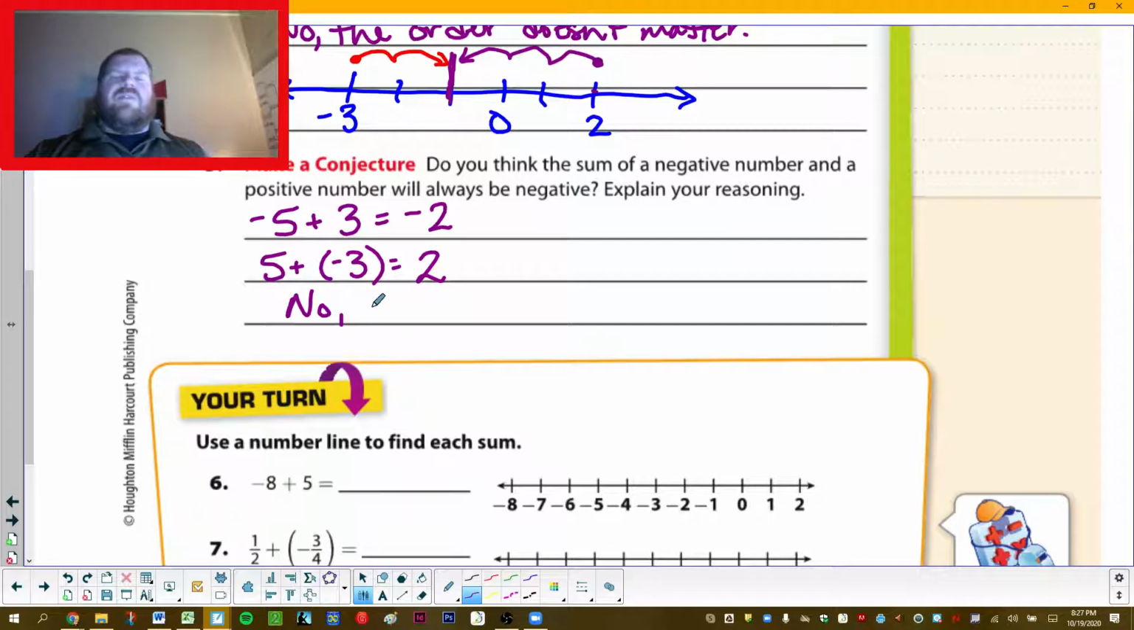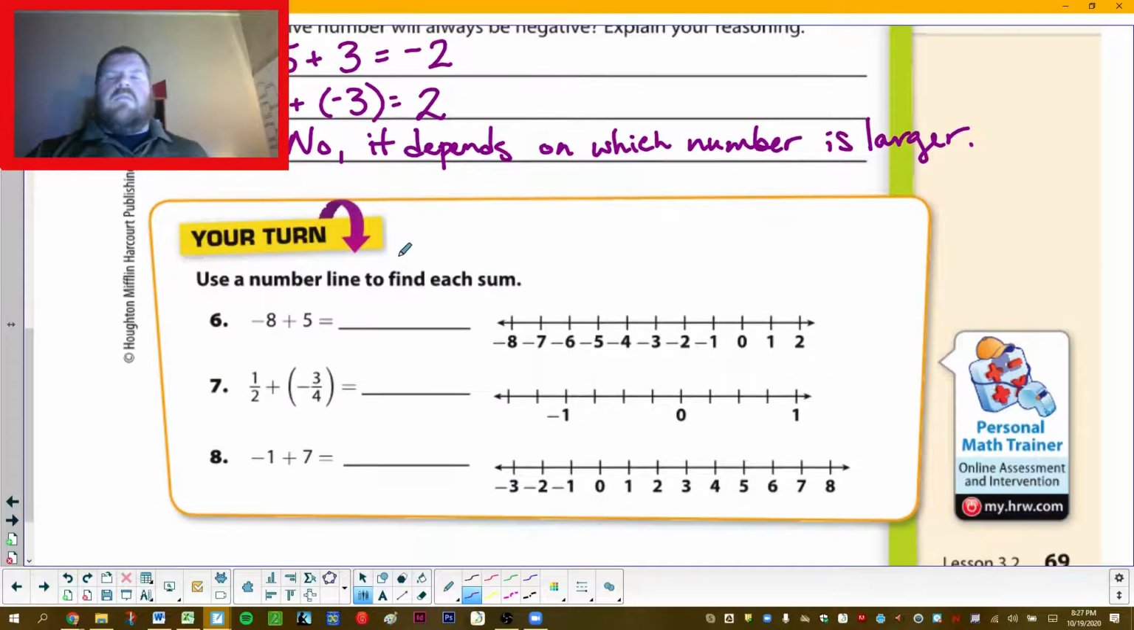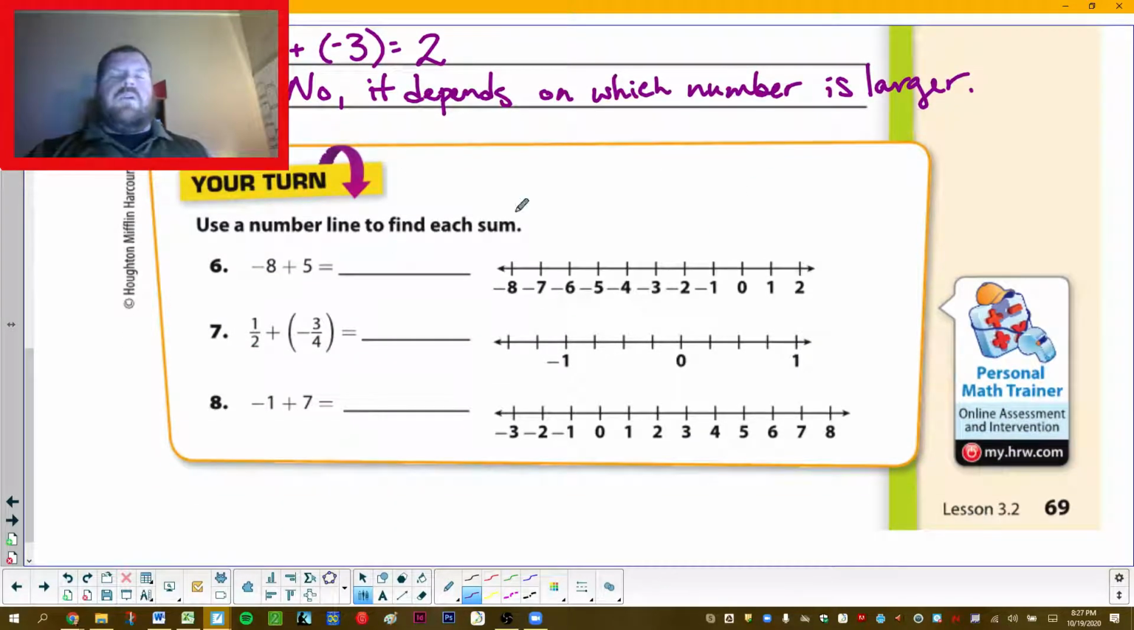What do I want to say to explain it, I guess? I'm just going to say it depends on which number is larger. If the negative number is a bigger number, then the answer is going to be negative. If the positive number is a bigger number, then the answer is going to be positive. Okay? Some of these are a review from earlier, so we'll go through them a little bit quicker.